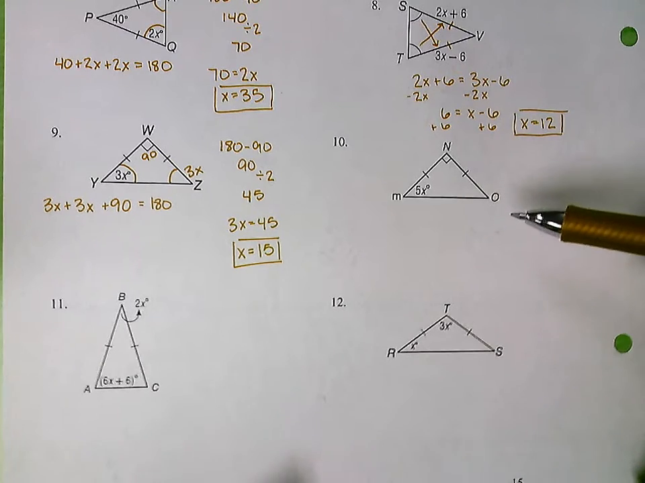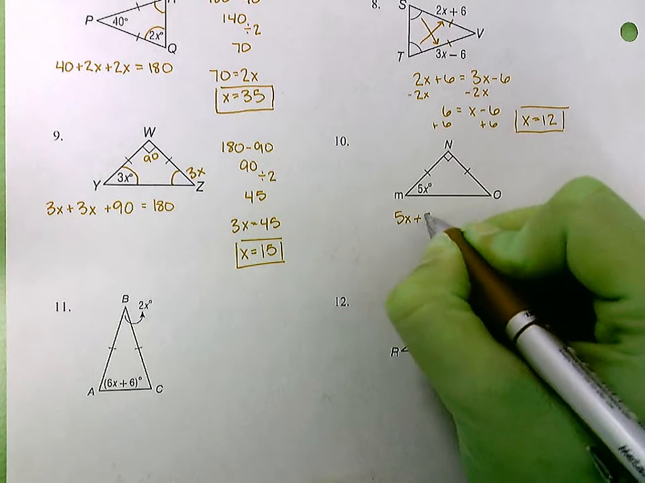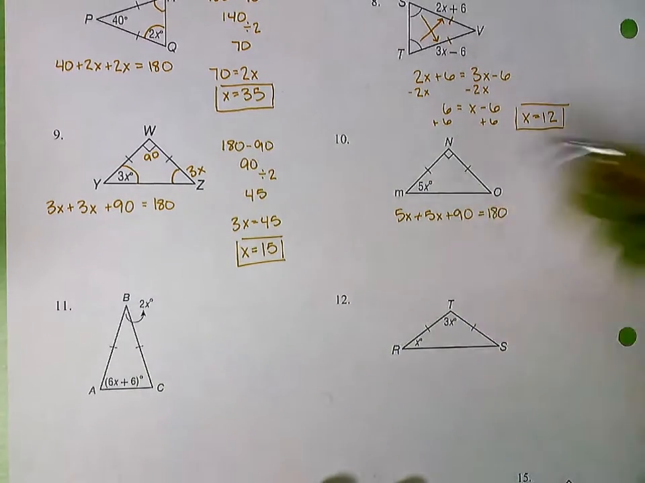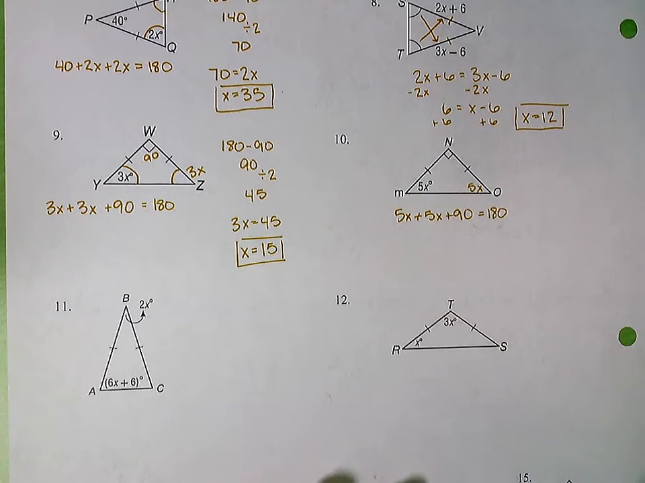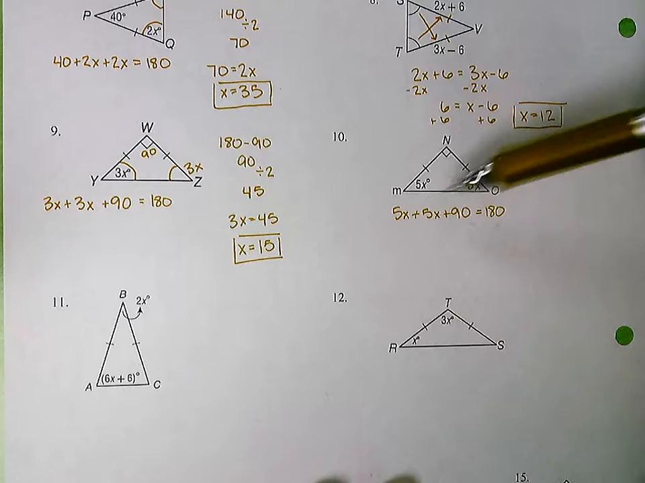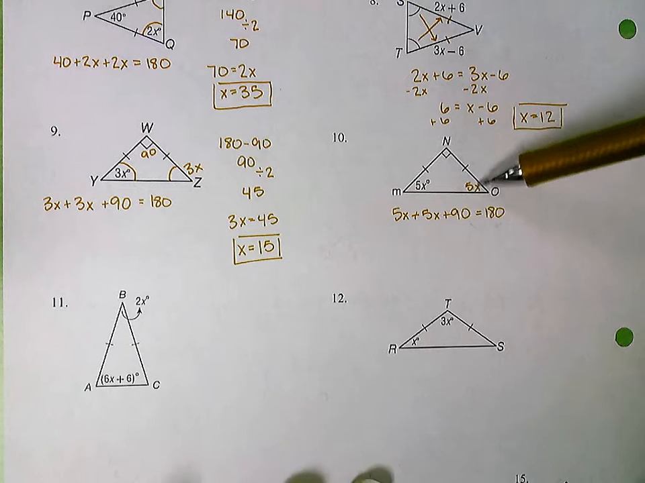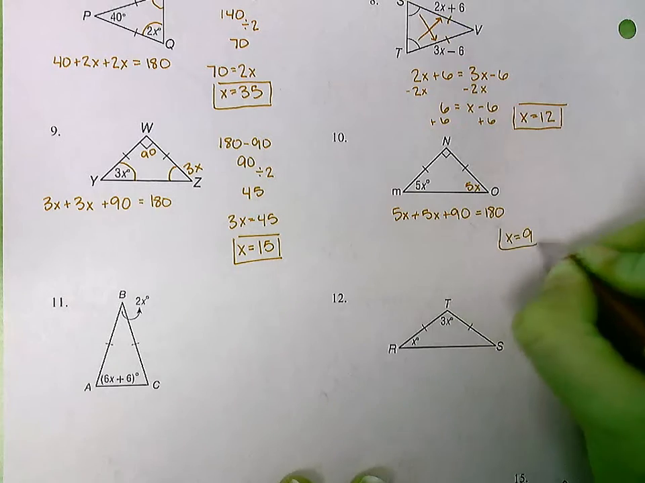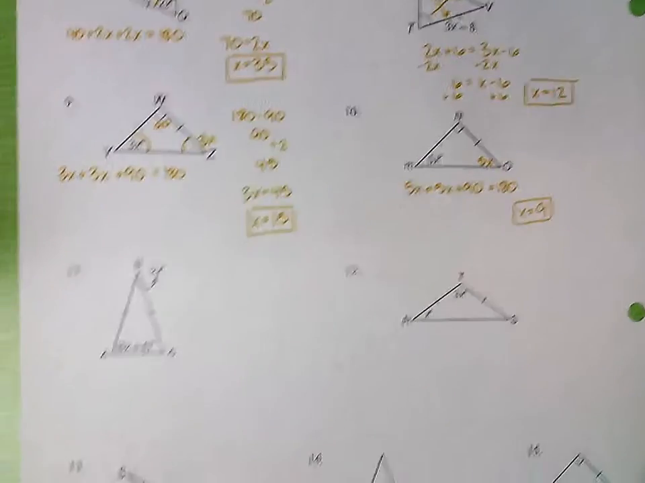All right, so number 10 is similar to number 9. So you could have taken 5x plus 90. That's equal to 180. Since m and o are congruent, both of those are 5x. Or each of these has to be equal to 45 degrees. So you could take 45 and divide it by 5 to get x. And you should have gotten x is equal to 9.